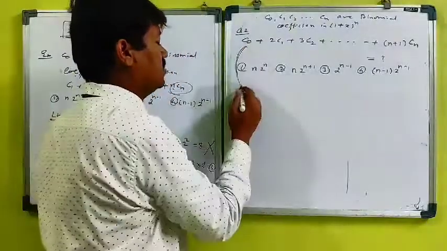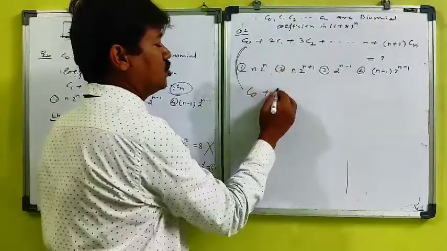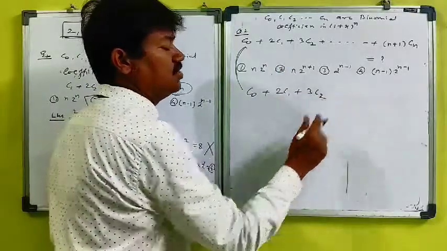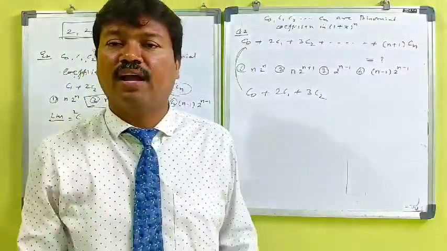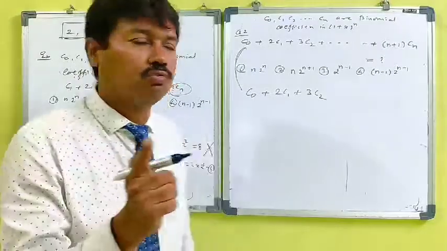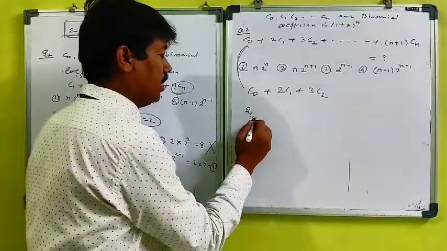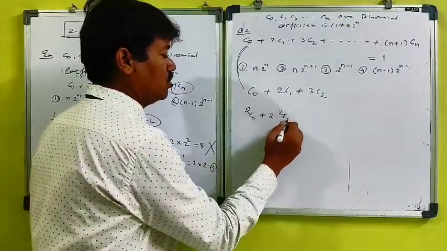So we start from there. C0 plus this is 2C1, then 3C2. There you have to stop and then find the value. Remember that here n is equal to 2. So the C0 is nothing but 2C0, then 2 into 2C1.